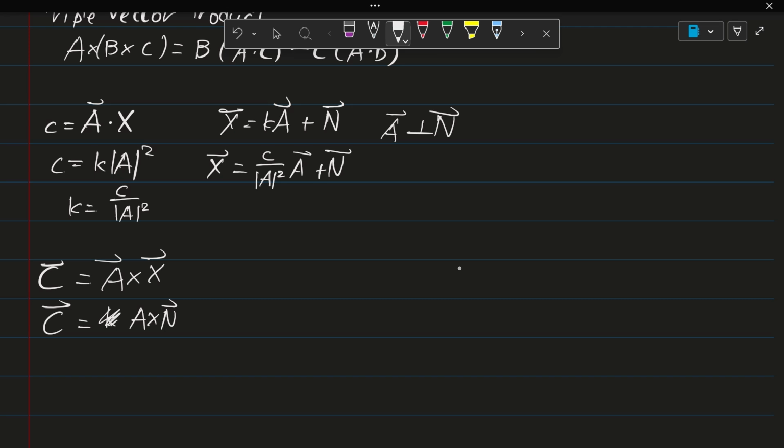Now from this equation here, we can get two different pieces of information. First of all, the A vector is perpendicular to the C vector. Second of all, the N vector is also perpendicular to the C vector. And so with this, we could figure out that the N vector has to be something that is perpendicular to the C vector as well as the A vector.